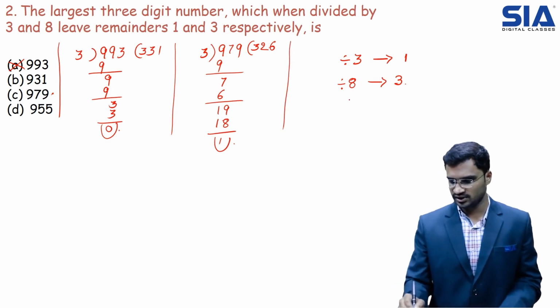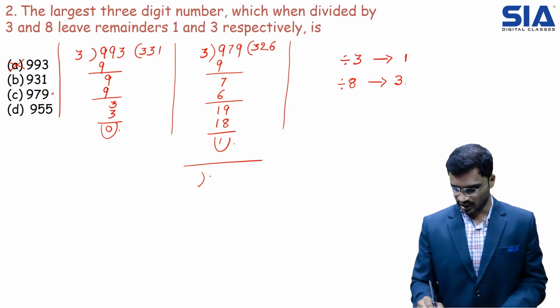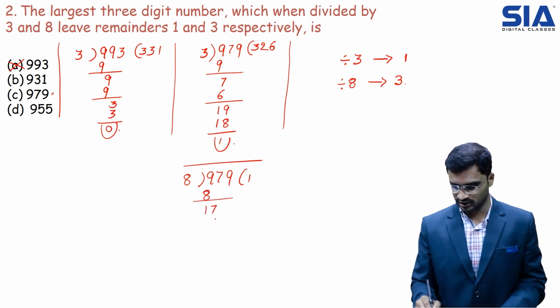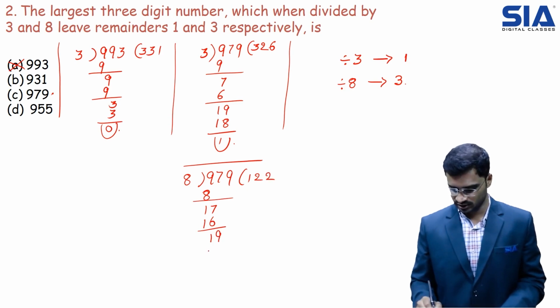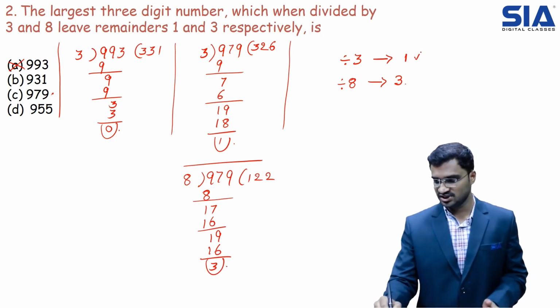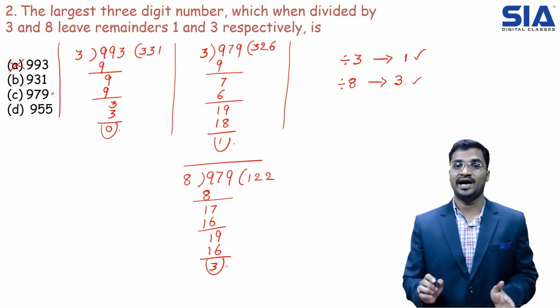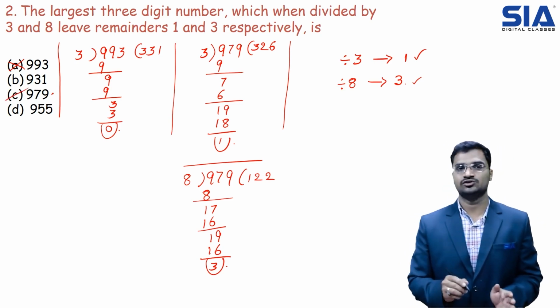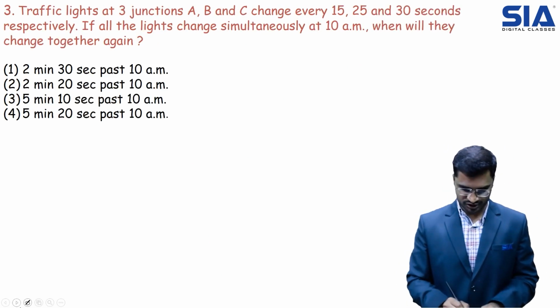Now let us check it with 8. So 979 divided by 8. 8 1s are 8. 17. 8 2s are 16. 19. 8 2s are 16. Yes, we are getting a remainder of 3 when divided by 8. So both of these conditions are satisfied. So our answer is 979, which is option 3. Now coming to the next question.